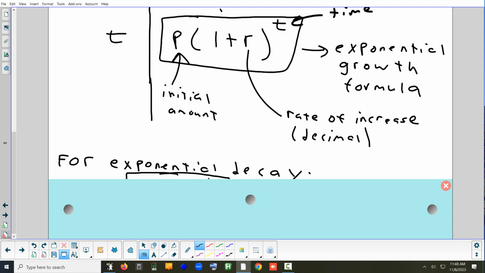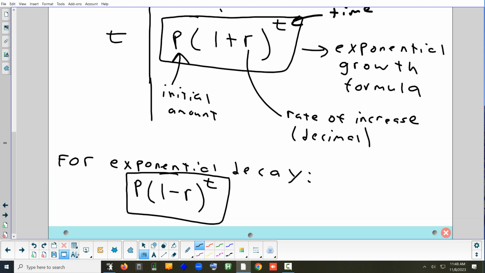Yeah, Sophia? Yeah, you just make it minus r. I'm not going to label everything again. P is still an initial amount. R would be the decay rate. And T would be how many years it's been decaying. Now, if the decay rate happens to be 50%, that's called half-life. Okay? When something is exactly a 50% decay rate, we just change R to a 1/2, or 0.5.